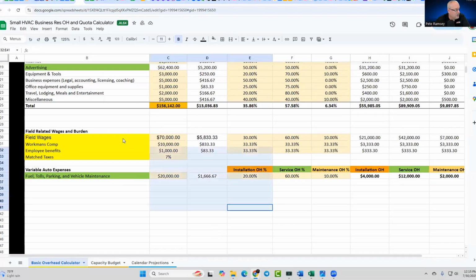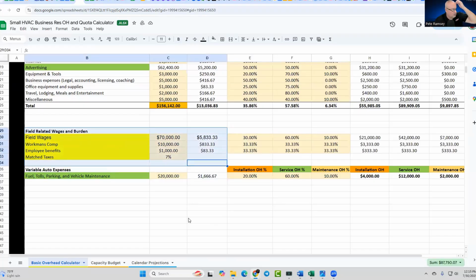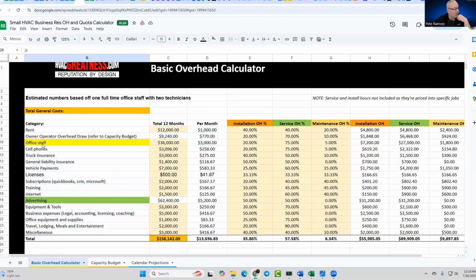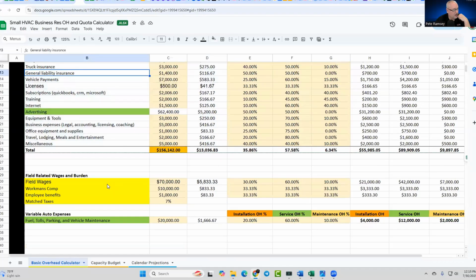Now, these other areas we go through, well, we'll mention this. These are all part of direct field labor. Okay, so your workers' comp, the benefits for them, matching their taxes and their field wages. Some people just do payroll. Well, office staff is separate when we come into figuring our pricing.